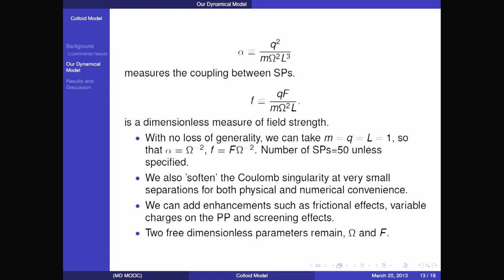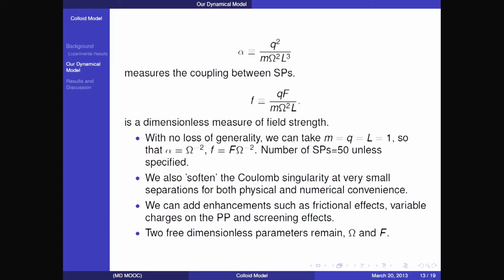Now, life becomes much easier if we do what we do in physics quite often, which is to set the mass and the charge and the length all equal to 1. And if we do that, then it turns out that this just goes as 1 over the frequency of the electric field squared, and the field goes as the field divided by the frequency squared. So this is like a dimensionless length, if you like. In the simulations that I'm going to show you in all the results, the number of small particles I've taken is 50, unless I specify otherwise.